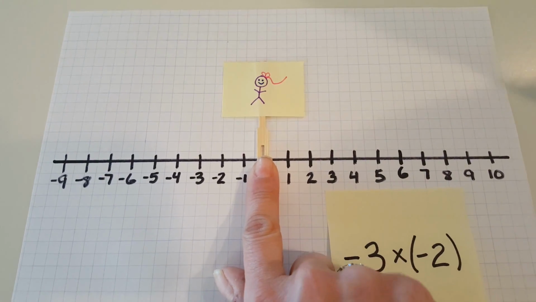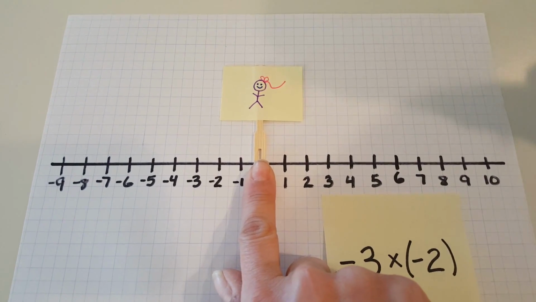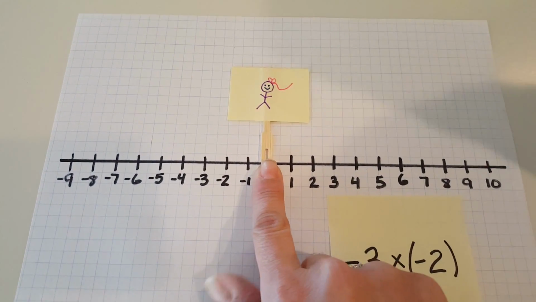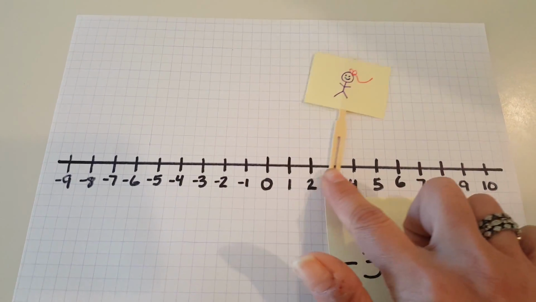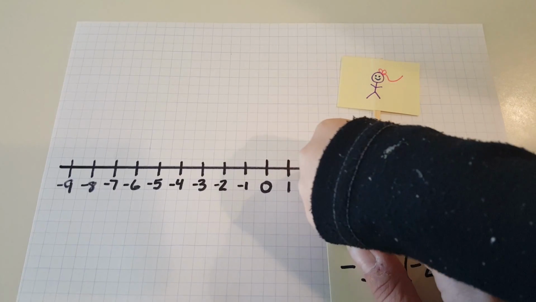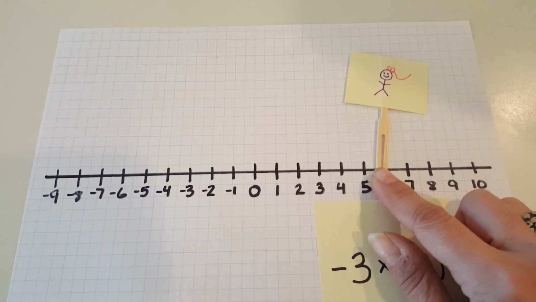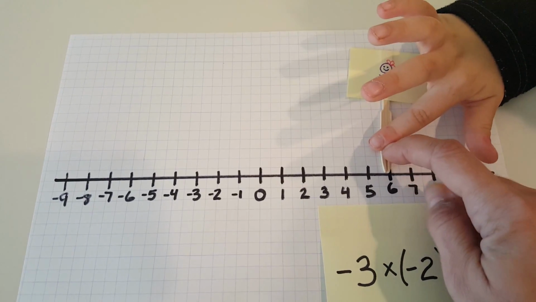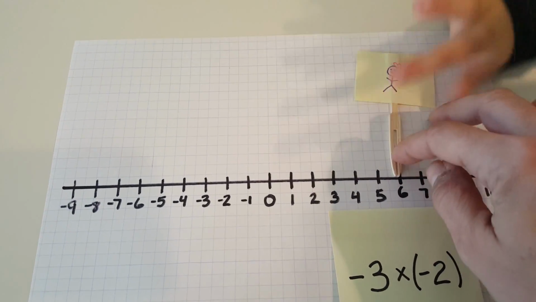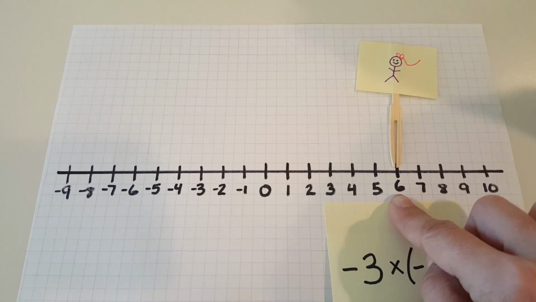So I'm going to walk 3 steps. Each step is -2 units long. Backwards. 1 step. 2 steps. And wait, I can't see. 3 steps. And you can see now our walking girl has actually ended up at +6.